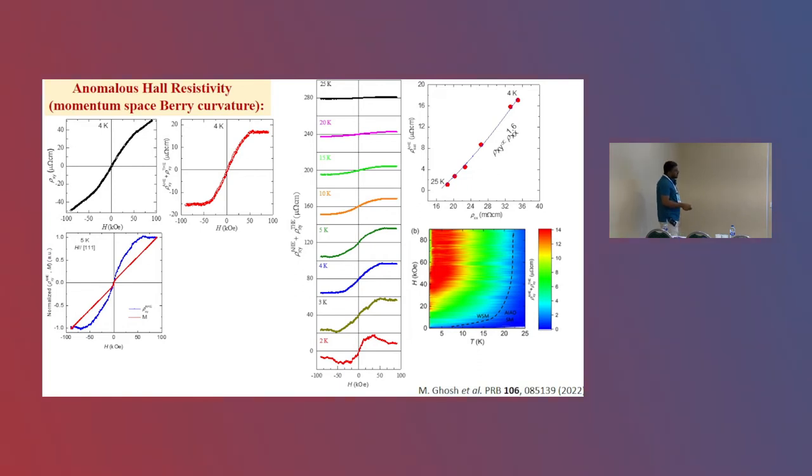So we divided the phase space into two parts. The low temperature, high field part we mark as WSM, which means Weyl semimetal, whereas the high temperature region we mark as all-in-all-out semimetal, because the magnetic order is present but the Weyl nature is not present here. That's why we call this an all-in-all-out semimetal.